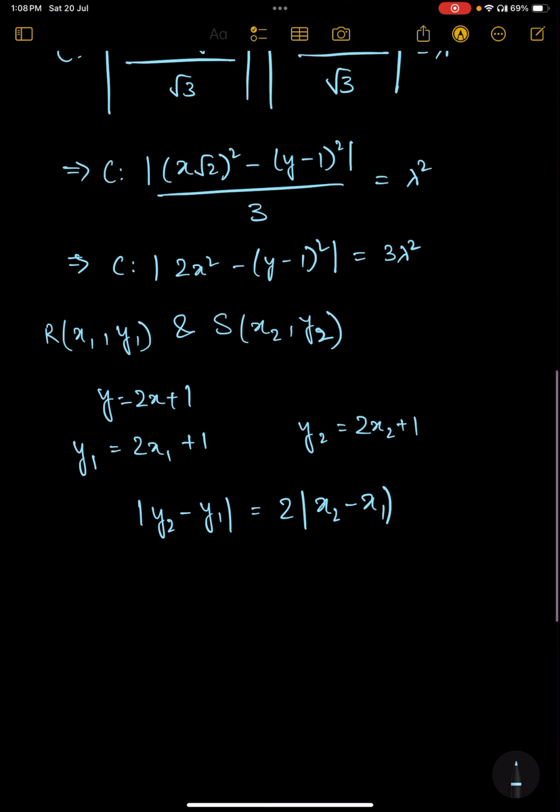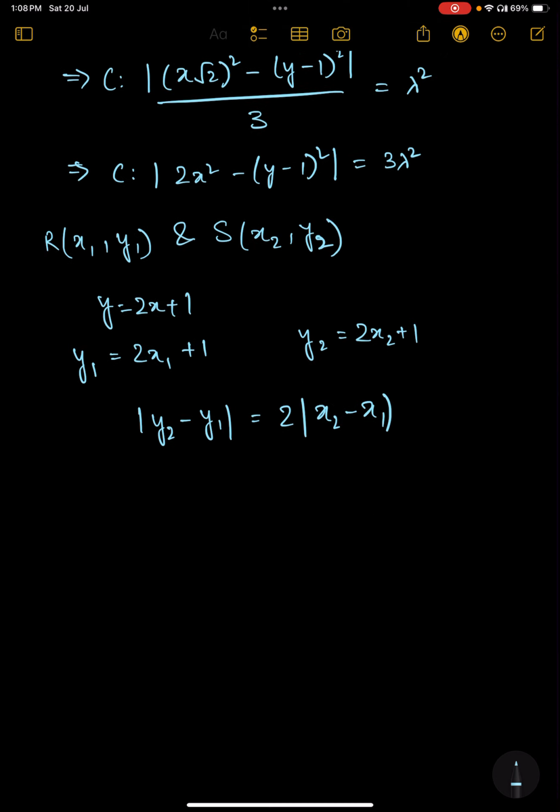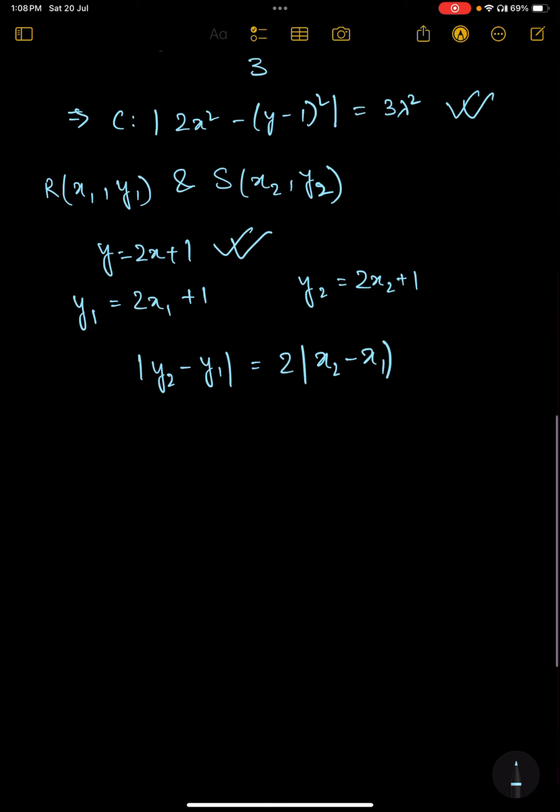Correct, right? Now, we are going to use this equation in the equation for curve C and we'll try to solve it. So we have, using y is equal to 2x plus 1 in curve C since they intersect each other.